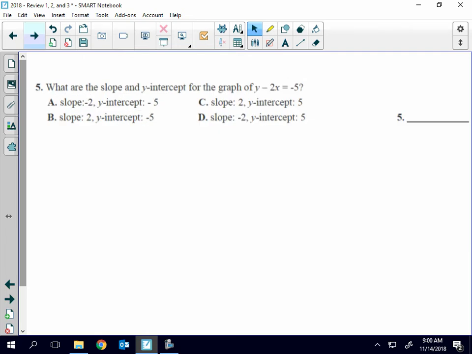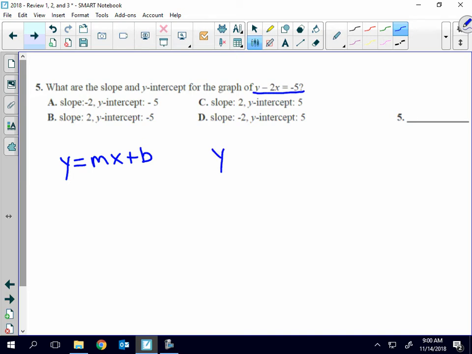Number 5, what are the slope and y-intercept of the graph y minus 2x equals negative 5? Is this in slope-intercept form? Remember slope-intercept form, y equals mx plus b. This is not in slope-intercept form. Y is not by itself. So I need to take this equation, y minus 2x equals negative 5, and turn it into slope-intercept form before I read the slope and the y-intercept.